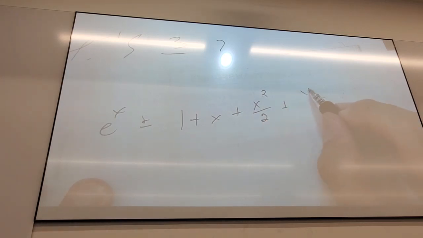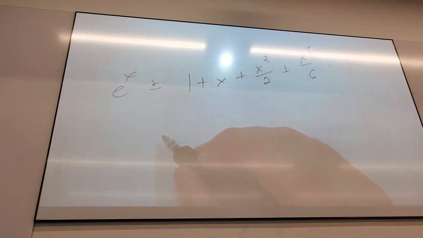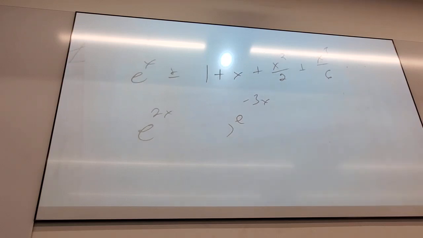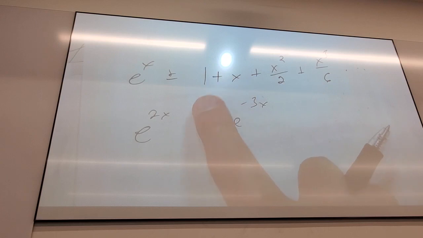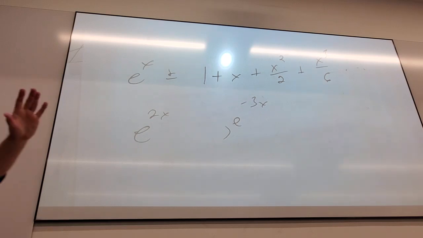Yeah, good. X cubed over 6. So yeah, x to the n. So if I have one answer e to the 2x and one answer e to the negative 3x, and we have seen that, correct? And I do a power series, shouldn't I get both power series with all of these terms? Does that make sense? That's all that's happening there.